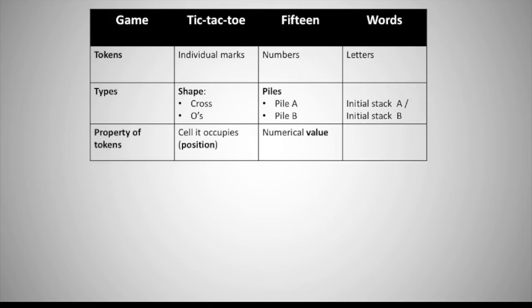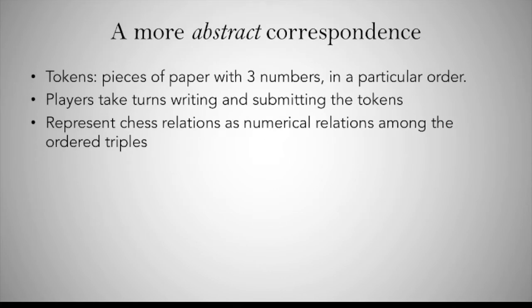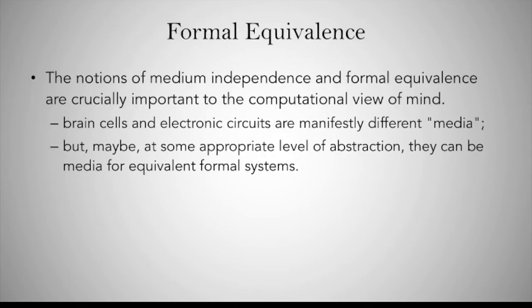What is the key property of tokens? Well, in tic-tac-toe is the cell that it occupies, its position. In 15, it is a numerical value. What about words? I'll let you fill it in. Of ordered triples, right? Of numbers. Right? And that would be chess. That corresponds at a higher level. It corresponds to a game of chess.